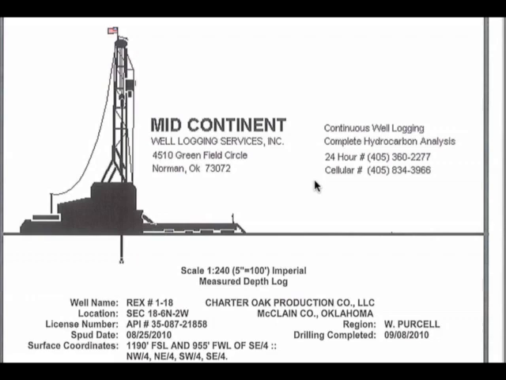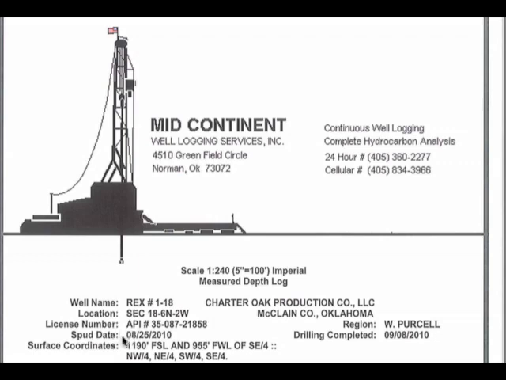Let's hop right into a mud log and see what one looks like. First, we go over the cover page. The cover page gives you a lot of information about the well that's drilling, the company doing the mud logging. On this cover page, you'll see the well name Rex 118. It's a well we drilled about a year and a half ago in McLean County, Oklahoma. It'll give you the location, the license number, which is also known as the API number, American Petroleum Institute.